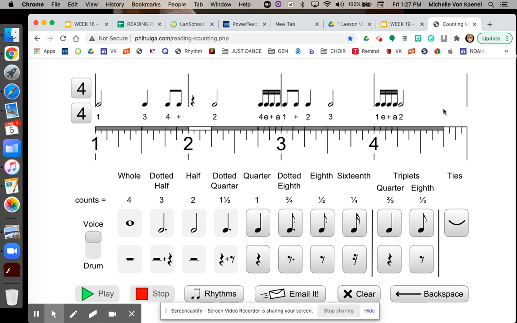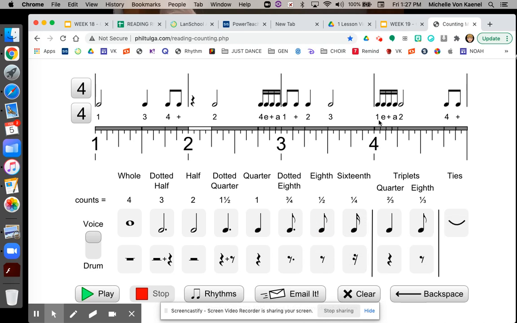Now, let's think about it. What number would this start with? Here's my first beat. Here's my second beat. This is my third beat. Remember that this gets 2 beats. So my third beat's here. So this is the fourth beat. So if I put 2 eighth notes there, it would be 4 and. And I would read that 1 and a 2, 4 and.